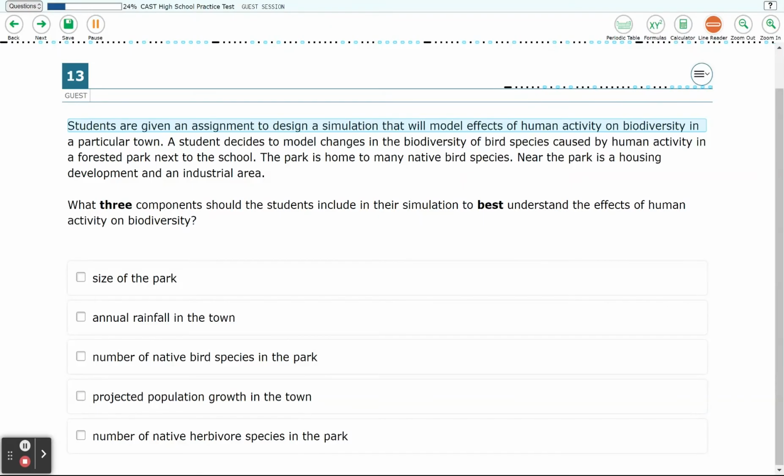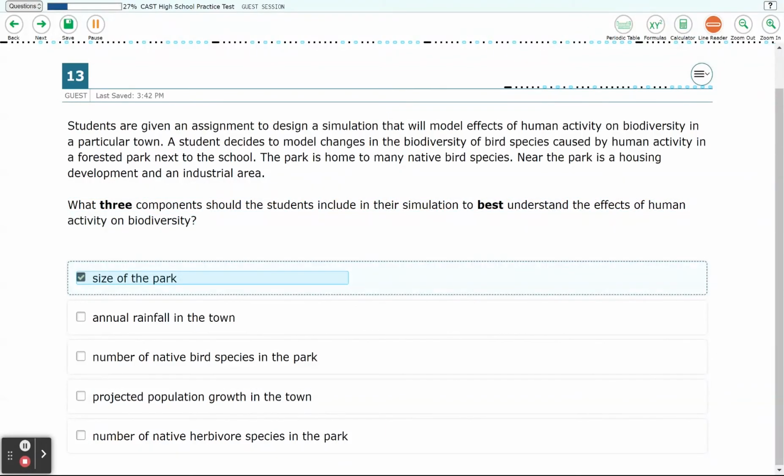Students are given an assignment to design a simulation that will model effects of human activity on biodiversity in a particular town. A student decides to model changes in the biodiversity of a bird species caused by human activity in a forested park next to the school. The park is home to many native bird species. Near the park is a housing development and an industrial area. What three components should the students include in their simulation to best understand the effects of human activity on biodiversity?